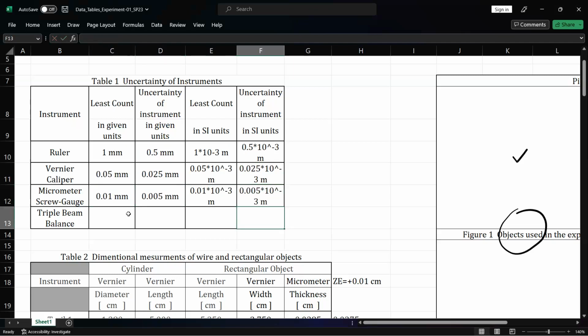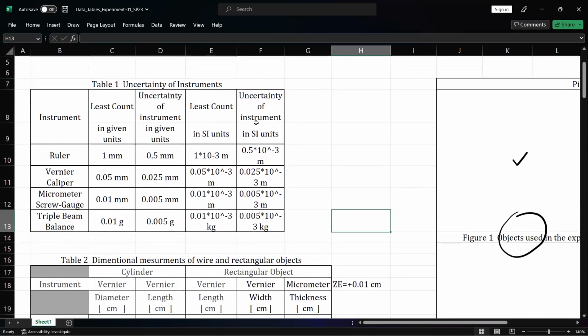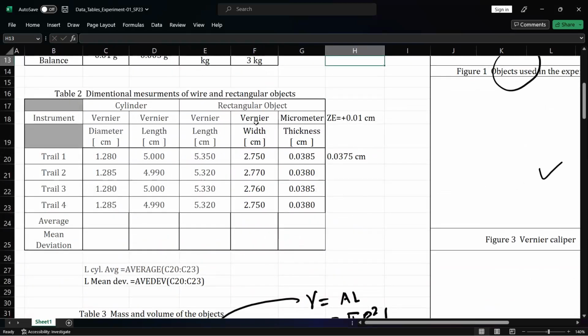In unit meters. And the triple beam balance, 0.01 grams, 0.005 grams, 0.01 times 10 to the power minus 3 in units kilogram. What we're interested in here, because the SI unit is kilogram, is similarly 0.005 times 10 to the power minus 3 in kilogram. Okay. All right, then let's go into table 2.